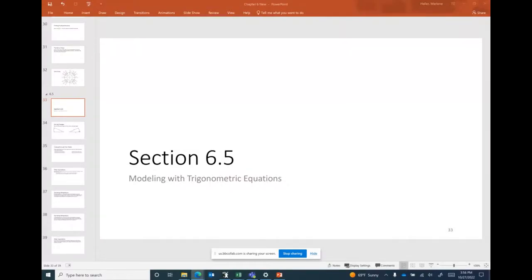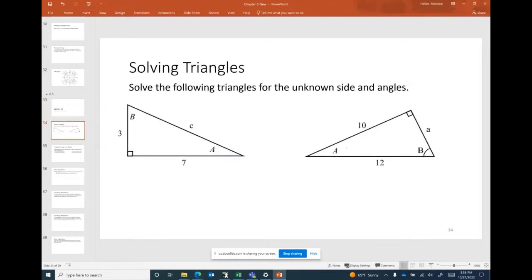Hi there. Welcome to the lecture for section 6.5, Modeling with Trigonometric Equations. All right, let's begin with solving a couple of right triangles.